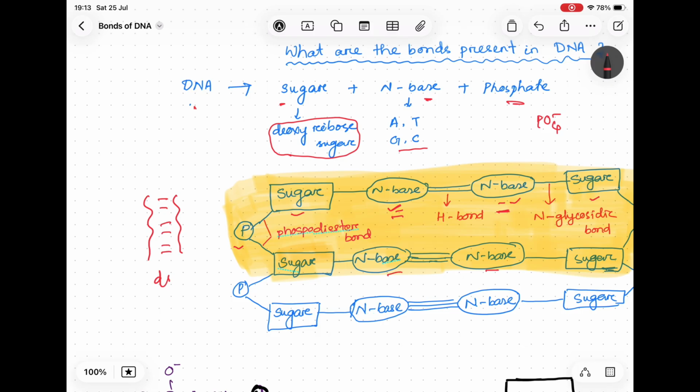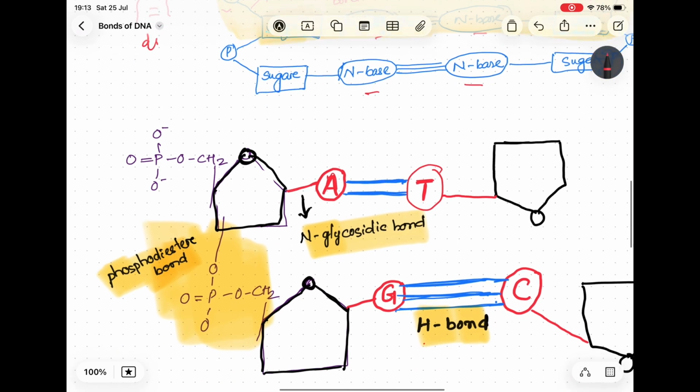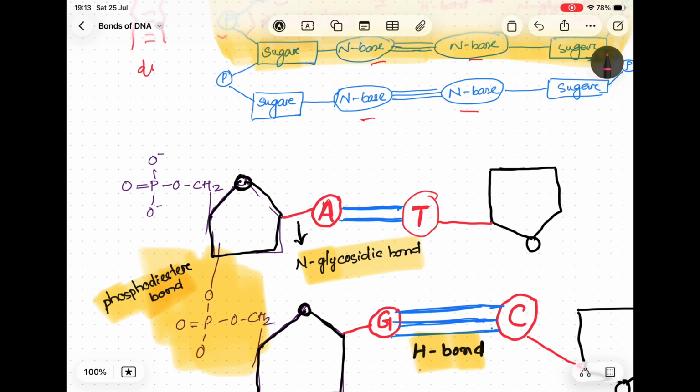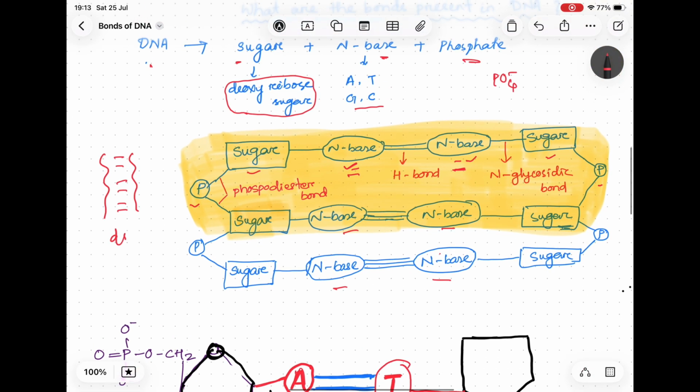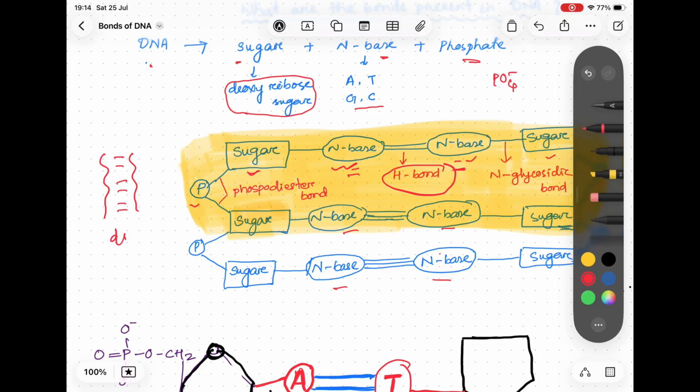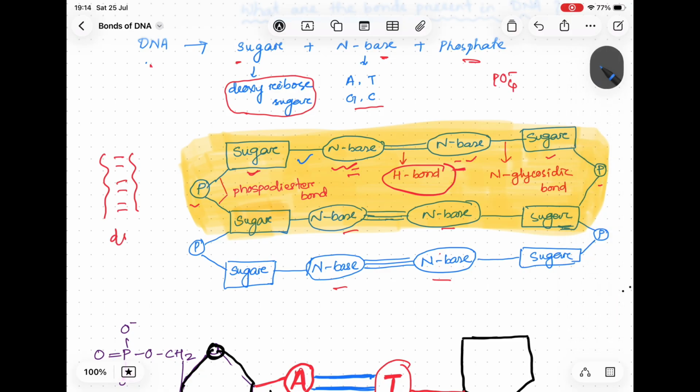Suppose adenine is present in the nitrogenous bases, it will bind to thymine with two bonds, two hydrogen bonds. And if there is G and C, they will connect with each other using three bonds, but these bonds are hydrogen bonds. So between the nitrogen base and nitrogen base there is hydrogen bond. What is the bond between sugar and nitrogen base? This is N-glycosidic bond, which I have mentioned over here. Between sugar and nitrogenous base, it is N-glycosidic bond.